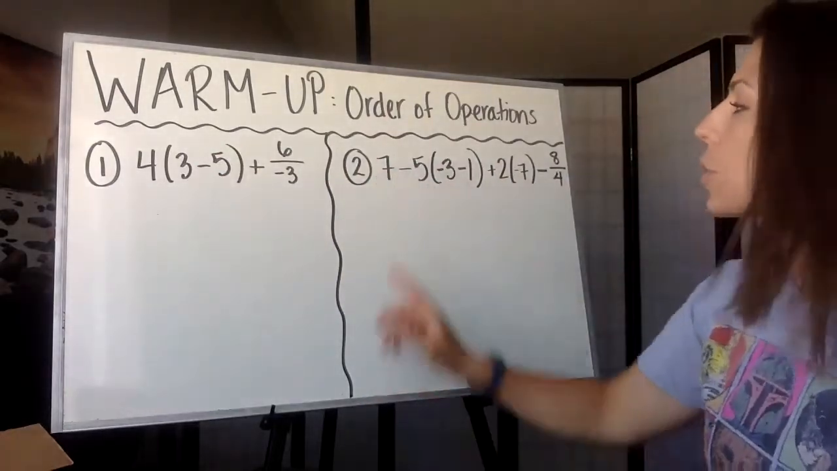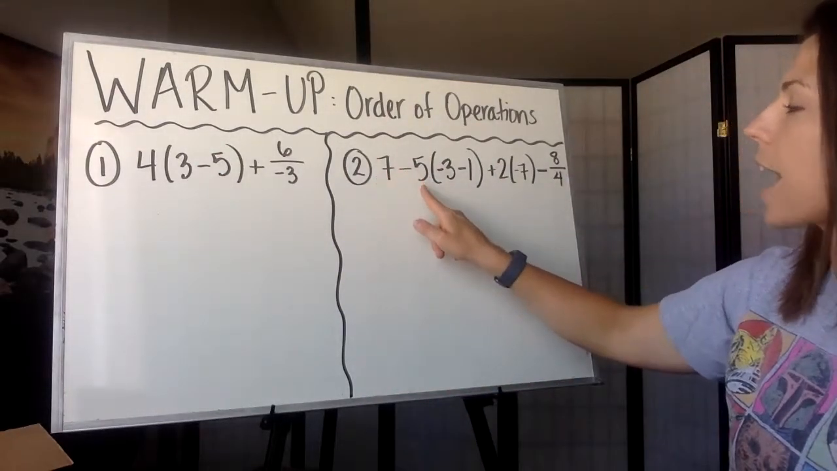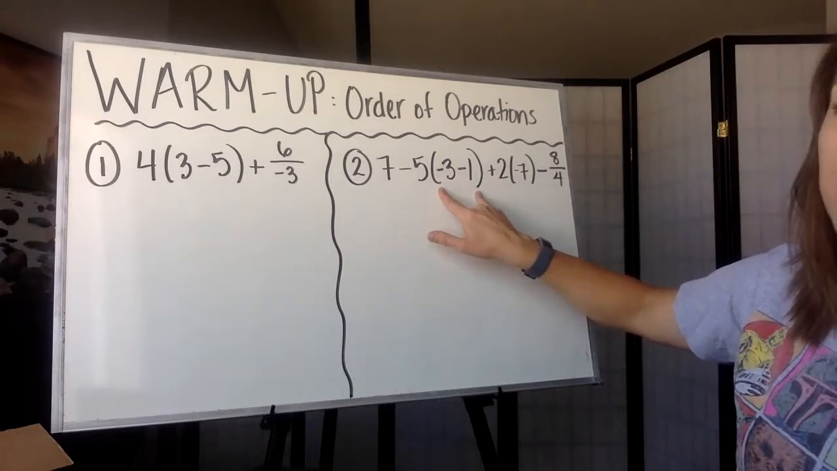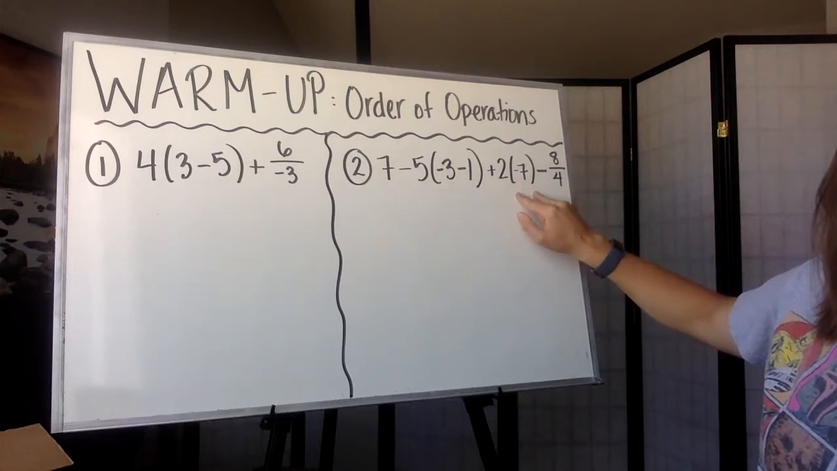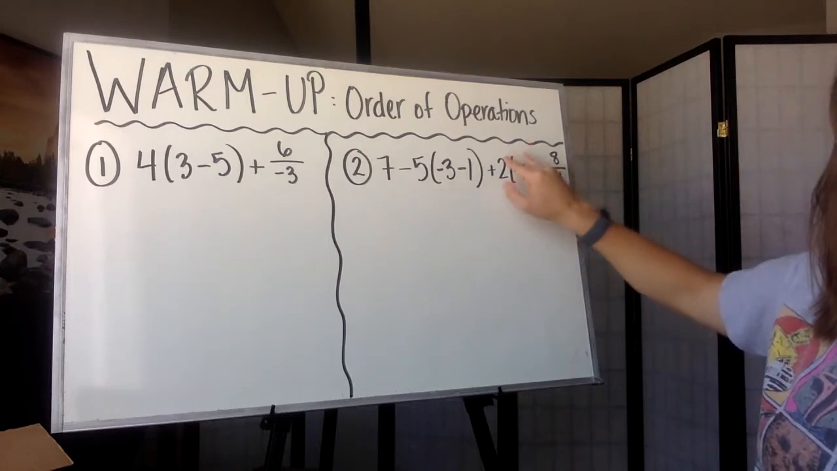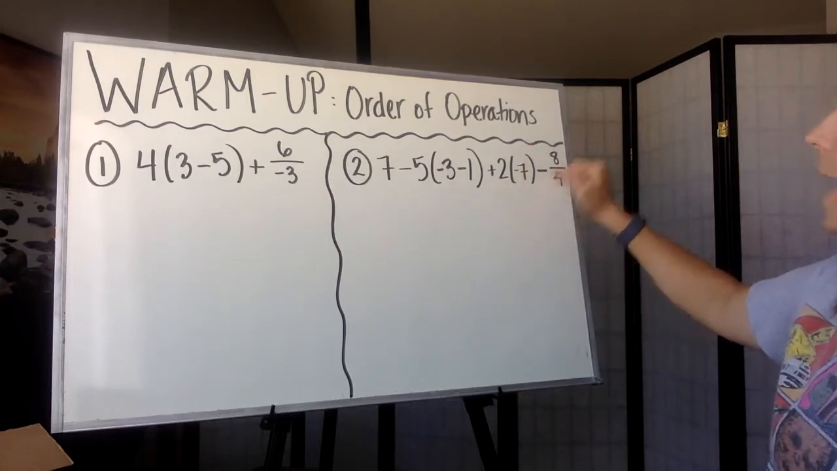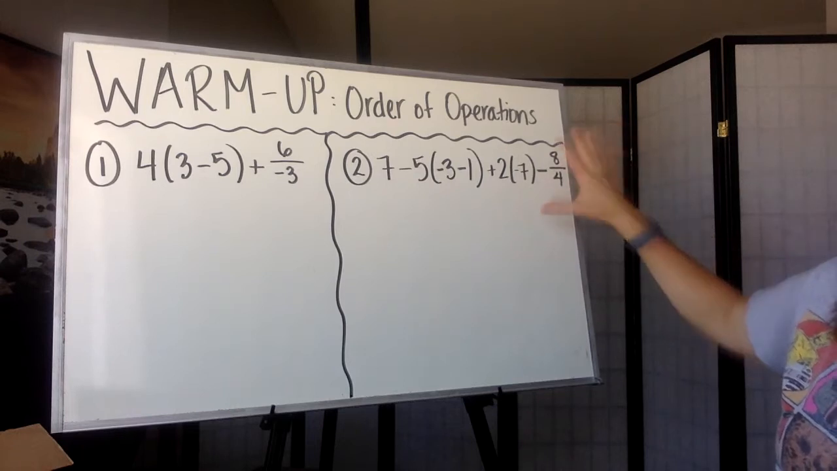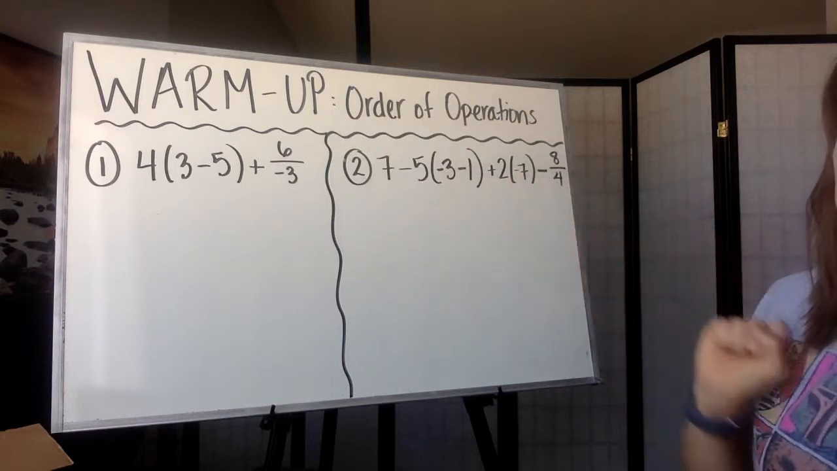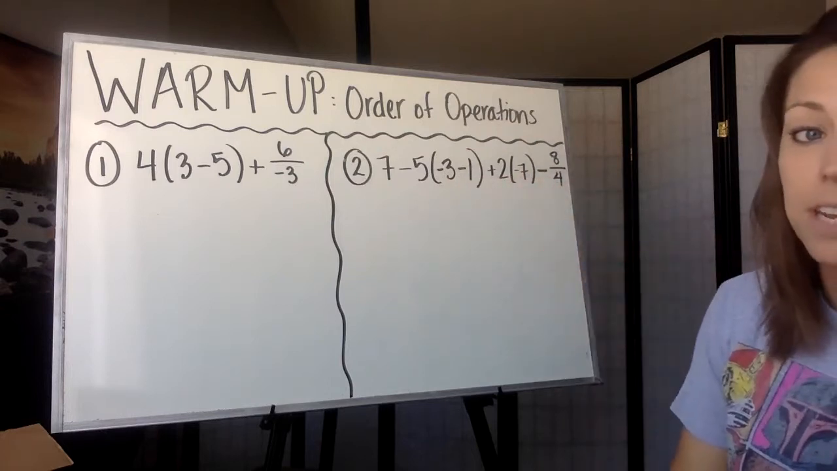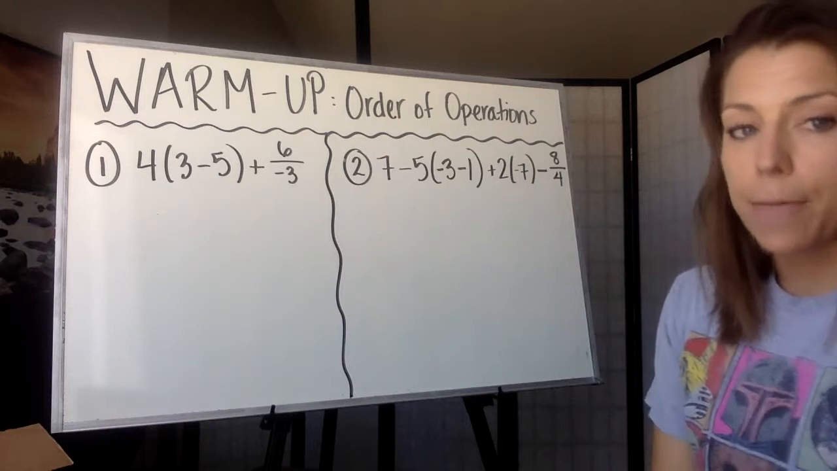For number 2, you're going to write down 7 minus 5 times the group of negative 3 minus 1 plus 2 times negative 7, again, using parentheses to show the multiplication here, minus 8 divided by 4. So again, in both of these, we have quotients using fraction bars. We have some products using parentheses. Feel free to pause the video if you need to write these down.